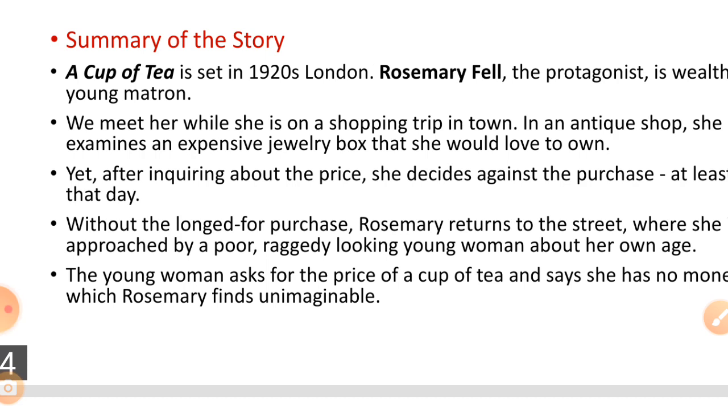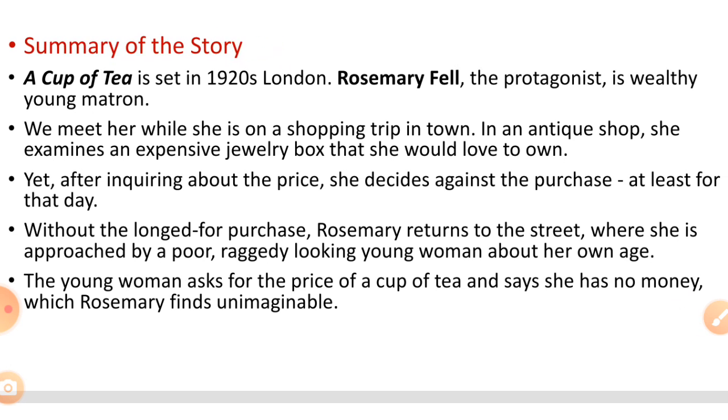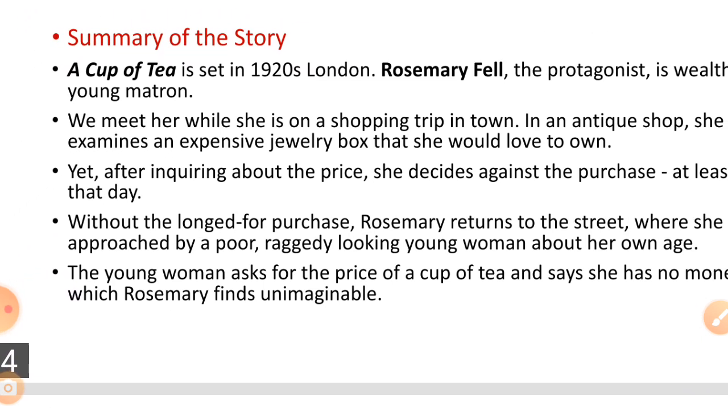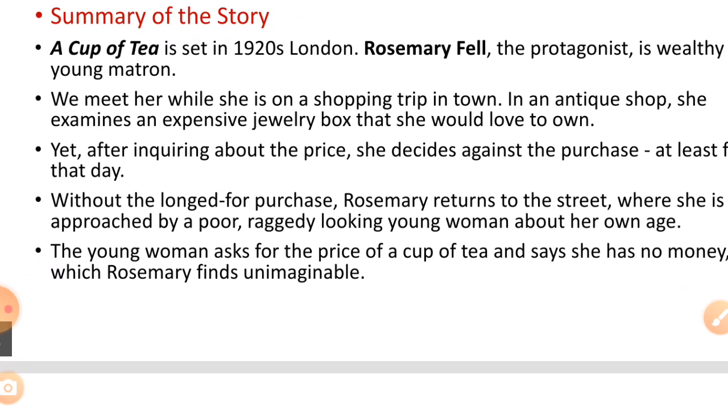A Cup of Tea is set in 1920s London, though it was published in 1922. Rosemary Fell is the name of the character. The protagonist is a wealthy young matron. She belongs to a royal aristocratic family, wealthy. We meet her while she is on a shopping trip in town. She is fond of purchasing new things in Curzon Street antique shops.